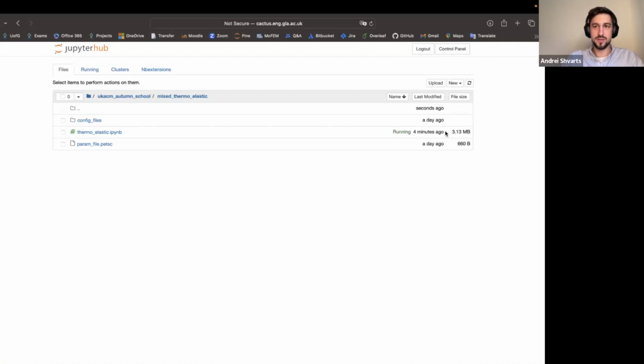Hi, everyone. So this is a hands-on tutorial for the mixed thermoelastic problem. For this, we need to go to the directory called mixed thermoelastic, from the parent directory with all the tutorials, with all the hands-on sessions for the school. Here in this folder, we have some additional directories with the config files, but you don't need to look into that. Those are just technical files needed for running the simulations.